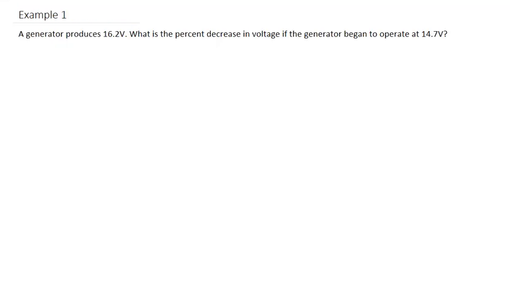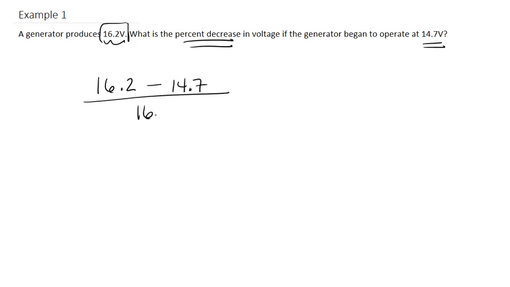Example 1. A generator produces 16.2 volts. What is the percent decrease in voltage if the generator began to operate at 14.7? So remember our formula. So we have the starting amount of 16.2 minus the new amount, so 14.7 over the starting amount. We're going to multiply this whole thing by 100 to get us the percent.